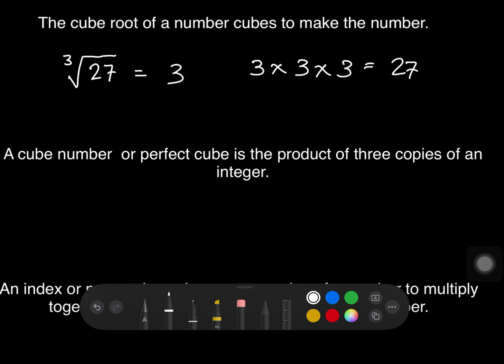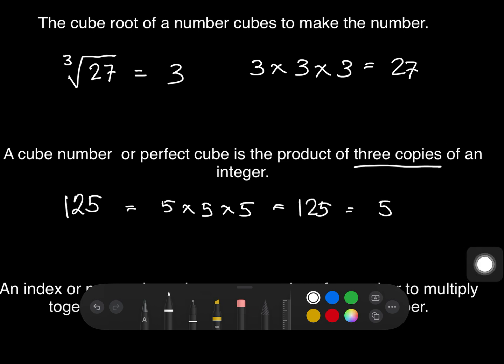A cube number or perfect cube is the product of three copies, take note, three copies of an integer. So for example, if we have 125, this is a cube number. It's because this is the same as 5 times 5 times 5. That is 125, which is equal to 5 cubed.